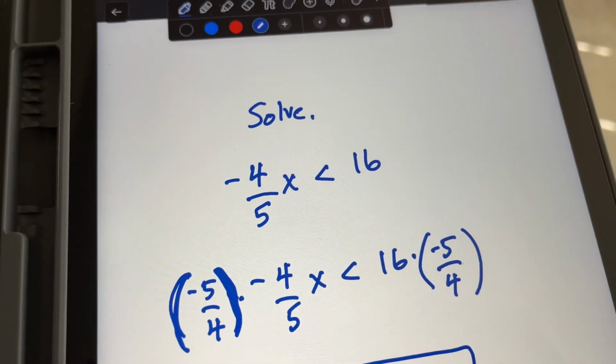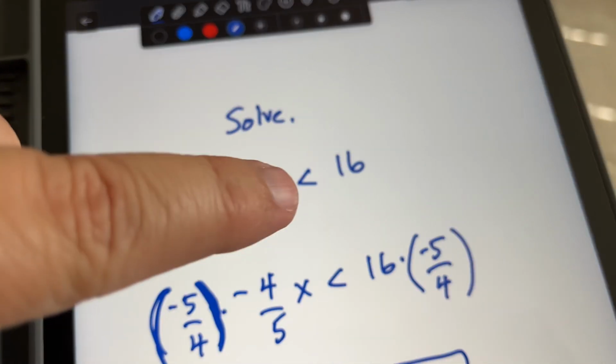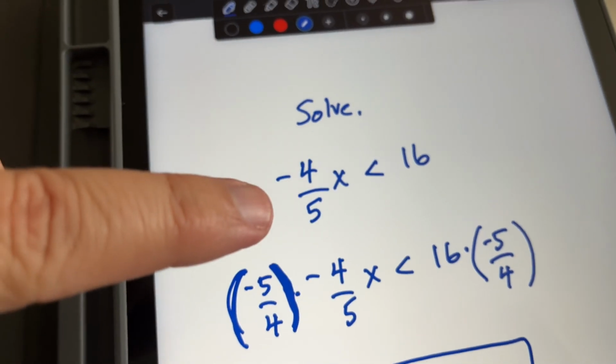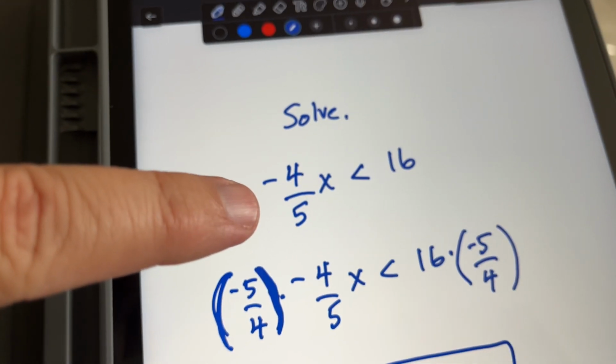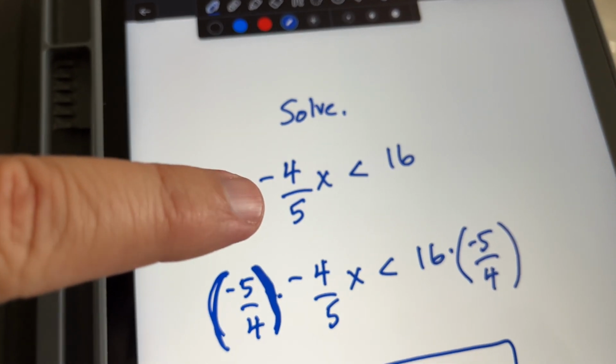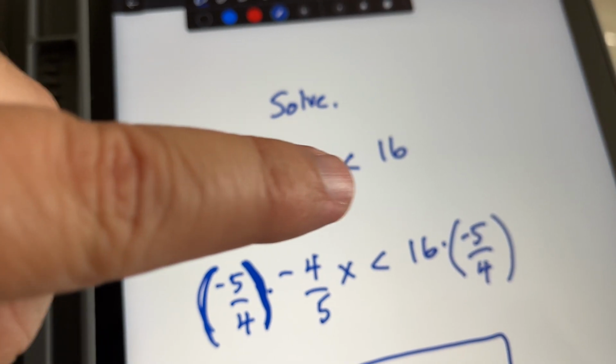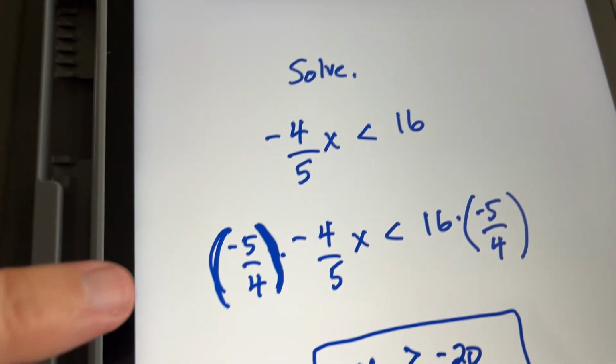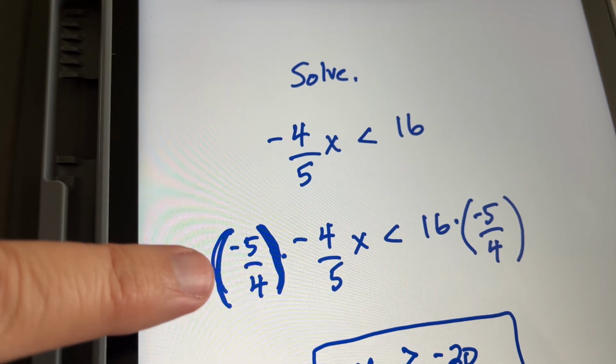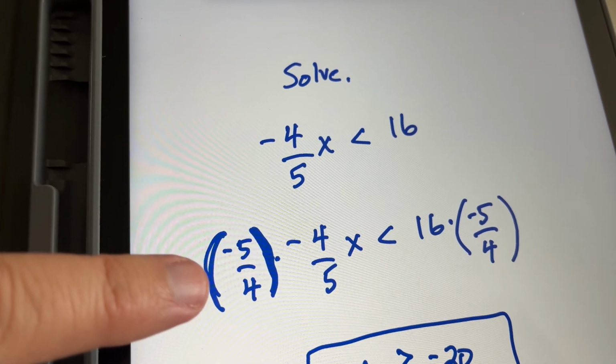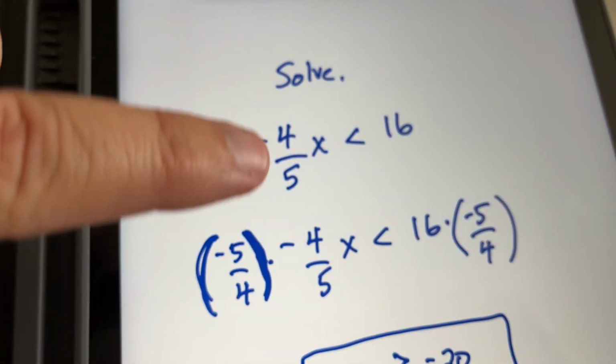Let's talk about how to solve a fractional inequality. So x is being multiplied times -4/5. So -4/5 times x is less than 16. Notice what we're going to do in this step. I'm going to multiply both sides by the reciprocal of -4/5.